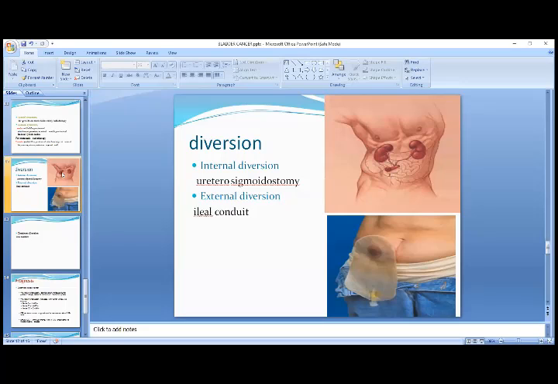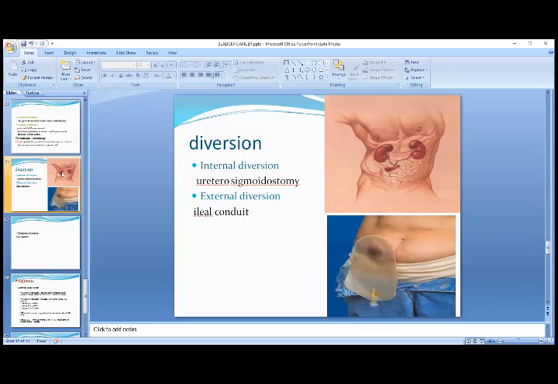Again, I repeat that if you do the ureterosigmoidostomy, because you have to remove the bladder, you implant both ureters into the sigmoid, and both the urine drainage and the drainage of the fecal matter will be from the anus. So the fecal matter will be mixed with the urine. External diversions are the ileal conduit.